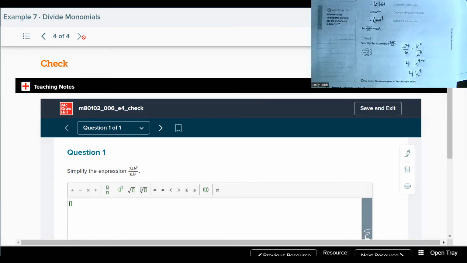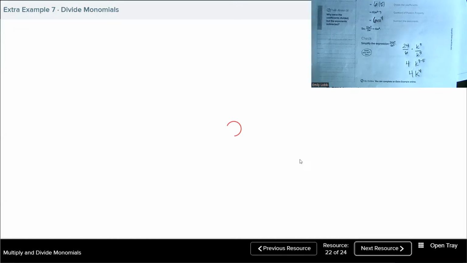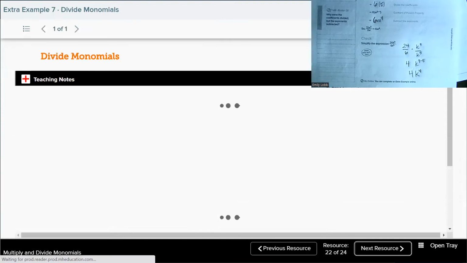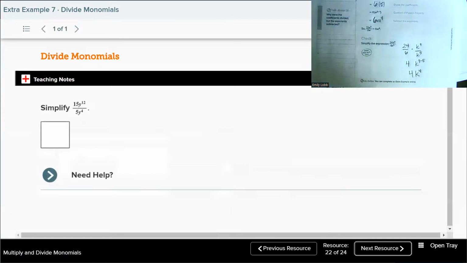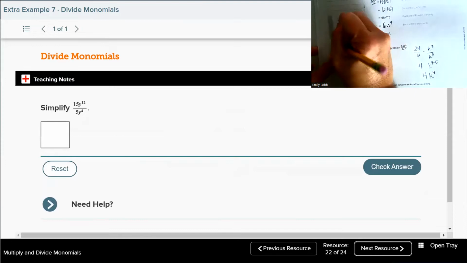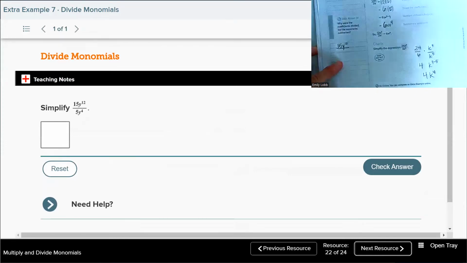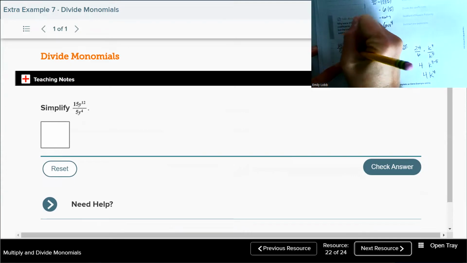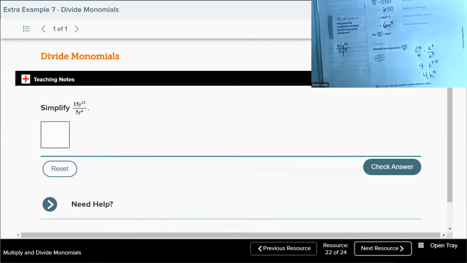All right, that's all we're doing for dividing monomials. There's an extra example here that I would like you to write on your page there on the bottom of page 20. So we have 15y to the 12th divided by 5y to the 4th.